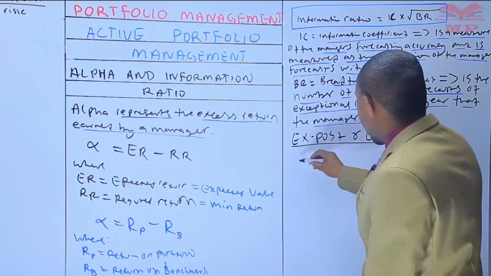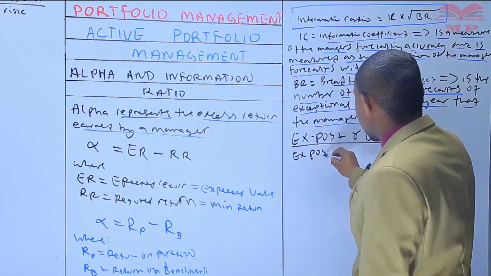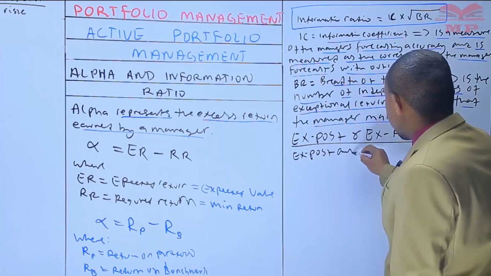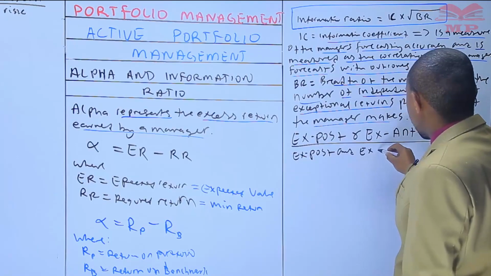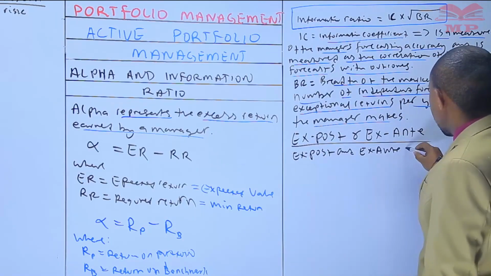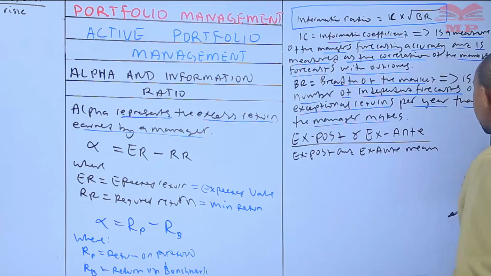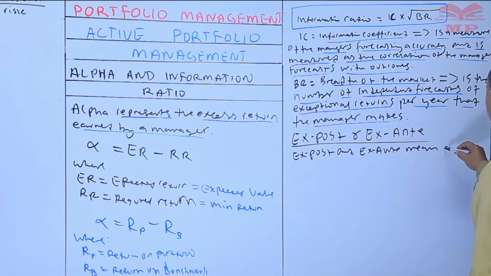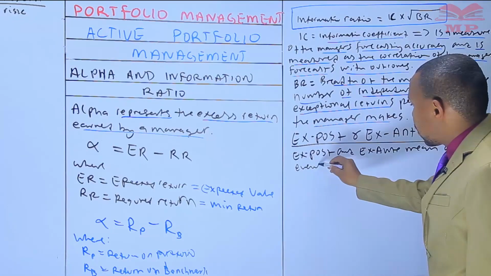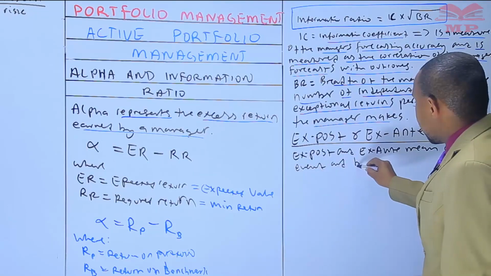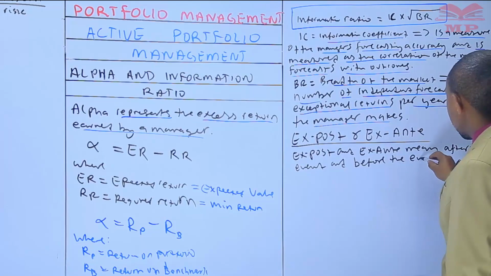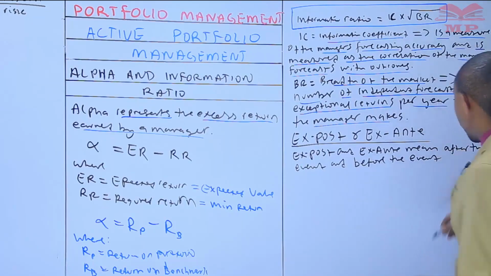We can say that ex post and ex ante mean after the event and before the event respectively.